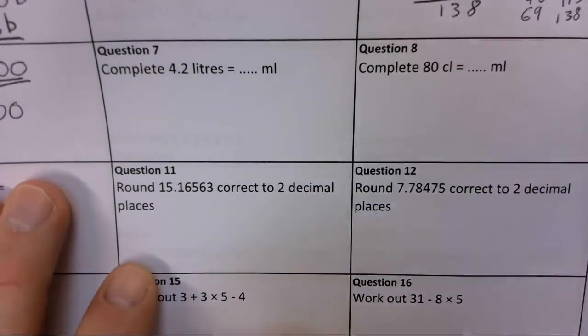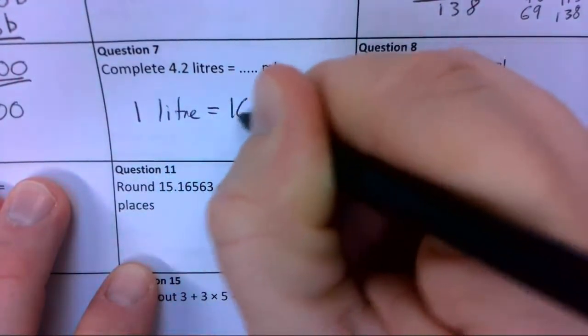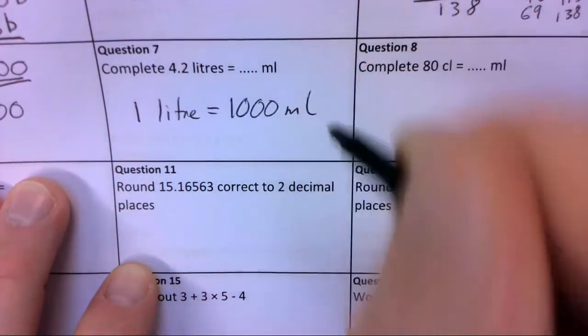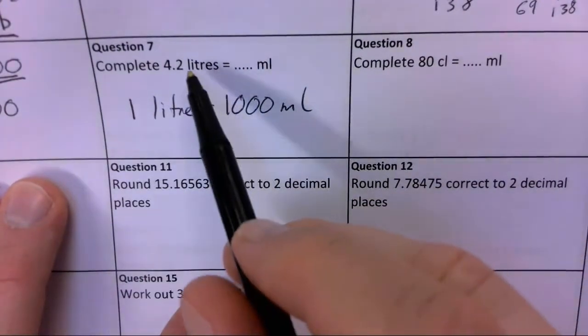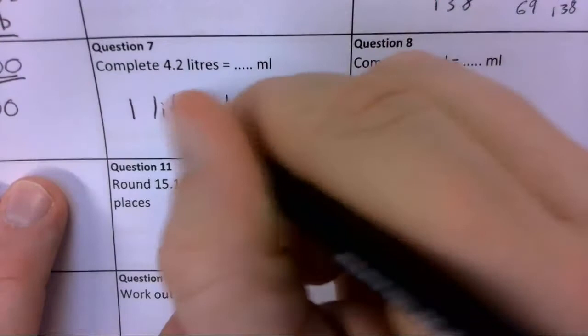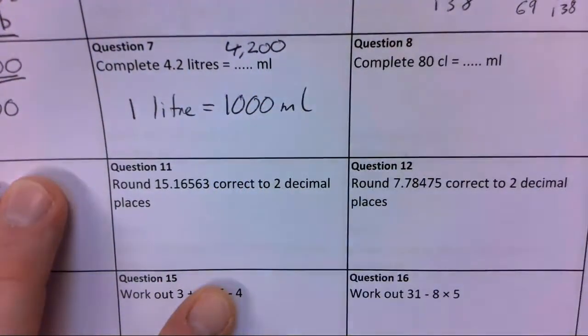4.2 litres. Guys, you need to know that 1 litre is 1,000 millilitres. This word milli here means 1,000 of them, really. So 4.2 litres is going to just be times by 1,000, 4,200 millilitres.